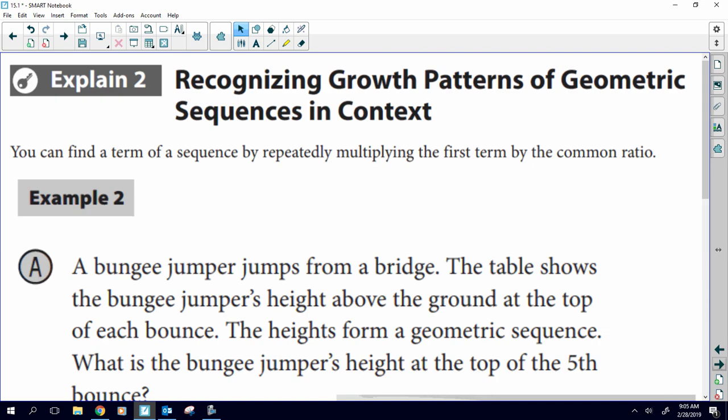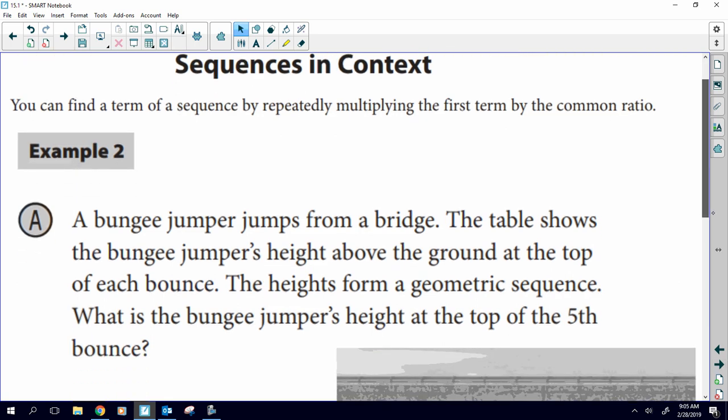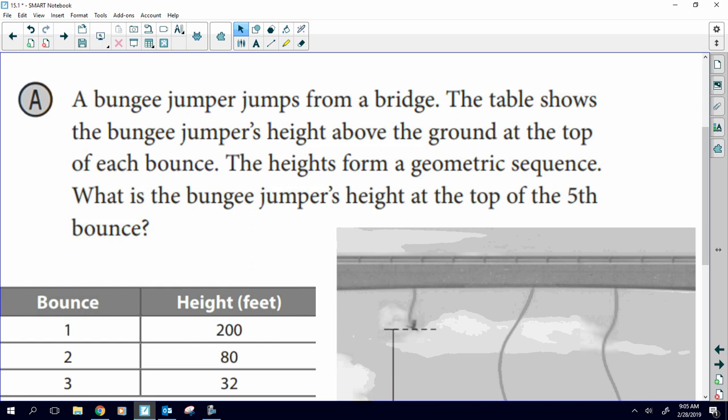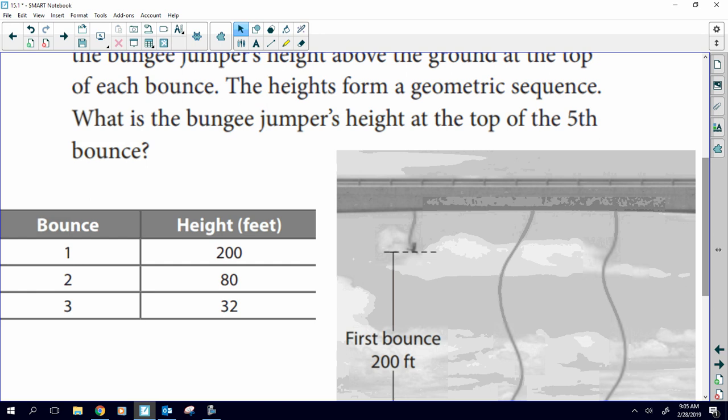Next, recognizing growth patterns of geometric sequences in context, okay? So that means we're talking about it in a word problem, all right? You can find a term of a sequence by repeatedly multiplying the first term by the common ratio. A bungee jumper jumps from a bridge. The table shows the bungee jumper's height above the ground at the top of each bounce. Okay, so what they're talking about is that it's already hit the bottom, and it pulls them back up. The heights form a geometric sequence. What is the bungee jumper's height at the top of the 5th bounce?